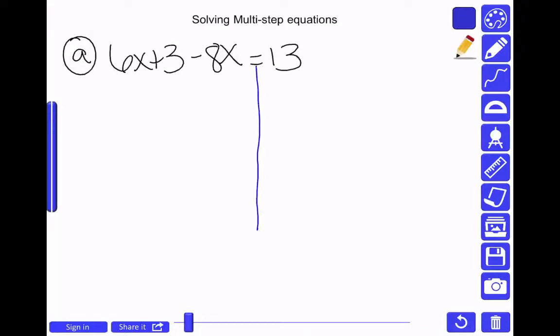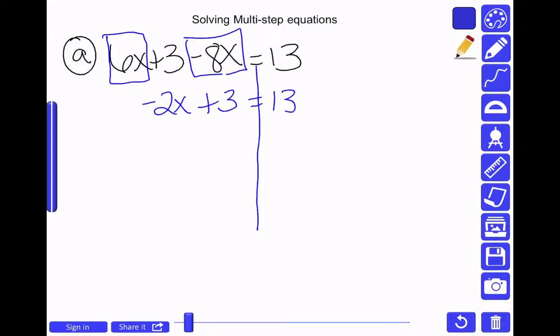So the first thing I want to do is just identify where my equal sign is. If I'm crossing over the equal sign, I want to make sure I use inverse operations. But before I can do that, I want to make sure that I combine like terms. So 6x and negative 8x are like terms, and when I combine them, because they're on the same side of the equal sign, I get negative 2x. The plus 3 does not have a like term on that side. So this is what I get when I combine like terms.